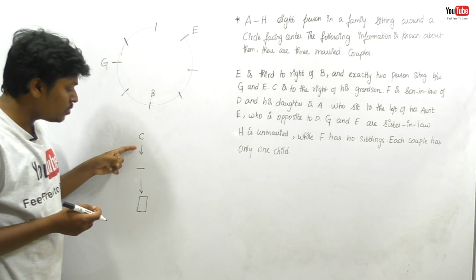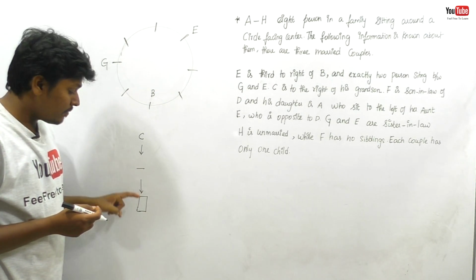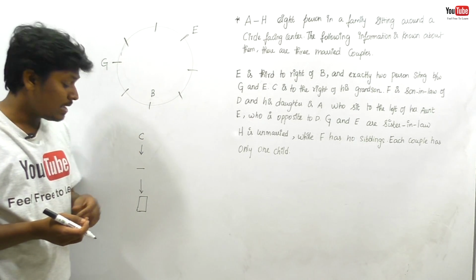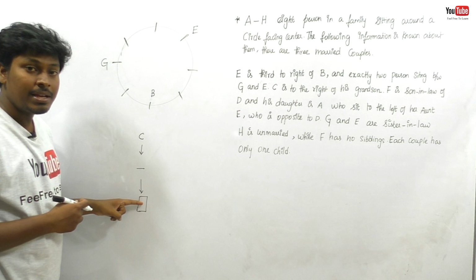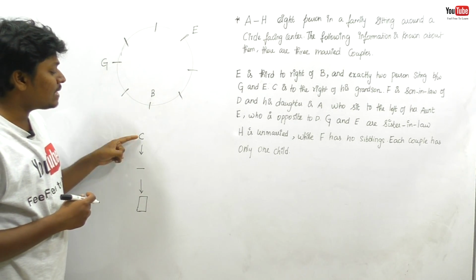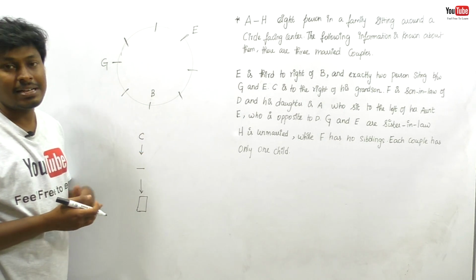So friends, why have I put two arrow marks here? Because from this person, where C is a grandfather, he is a second generation person, right? So the person who is going to come here should have a father or mother. So his mother or father can be C, who is the grandfather or grandmother, right?